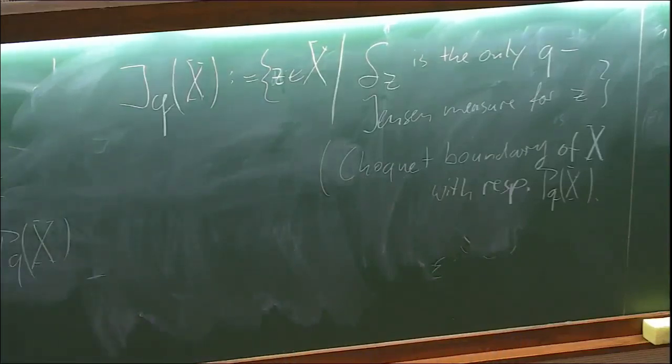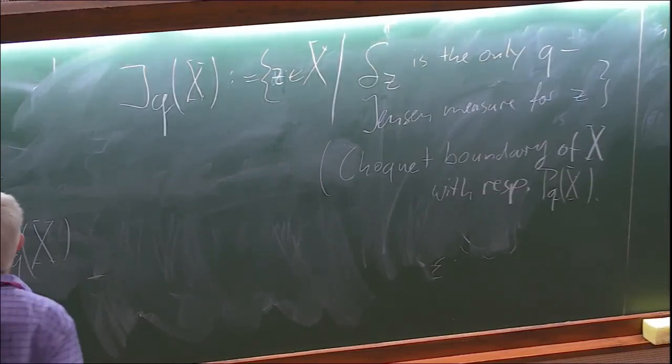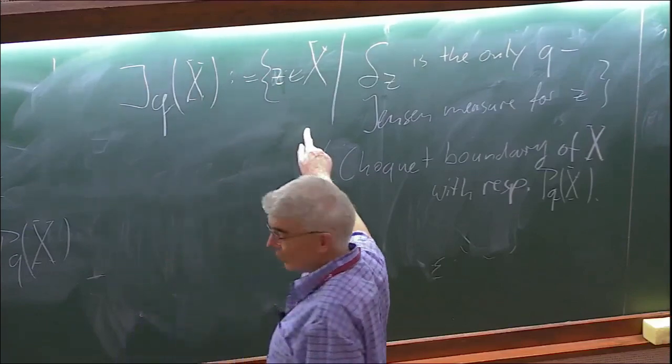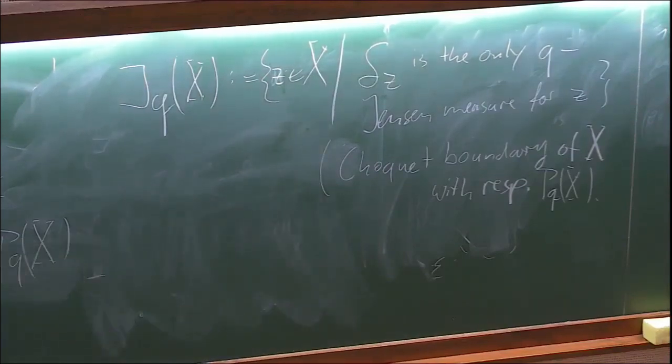Okay. So that's as far as I'm going to go today. We will see first thing tomorrow that with this setup, we can characterize when a set X satisfies property P_q. Namely, this will happen if and only if the Choquet boundary is all of X. That is, if and only if every point has the property that the point mass is the only Jensen measure.